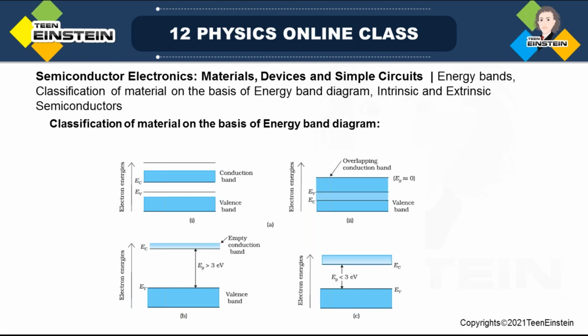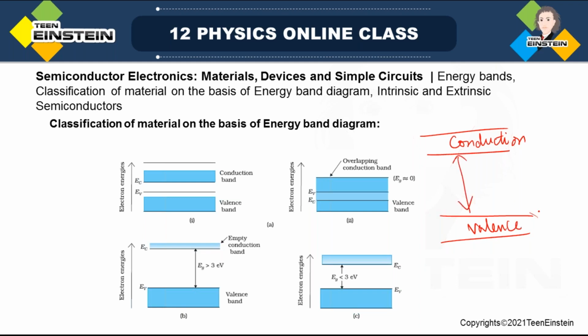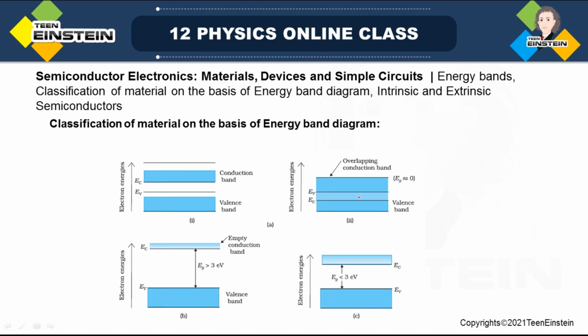Now we'll classify materials on the basis of the energy band diagram. So we have a general idea about the energy band diagram. This is the valence band and this is the conduction band, and there is a gap. This is EV, this is EC, and there is a gap EG. Like that we can draw it wherever and whenever required.